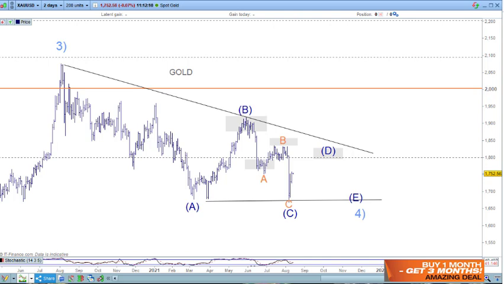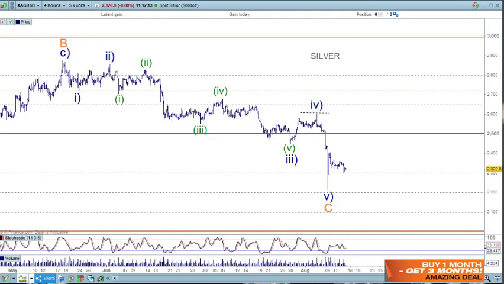Because if we have a look at silver for a moment, from wave B here down to wave C here, I can count 5 waves. Most of it's okay, but some of it needs a little bit of attention. So wave 1 here with an A and a B and a C wave for wave 2. I'm looking at this being wave 1, but we can clearly see there's 3 waves there.